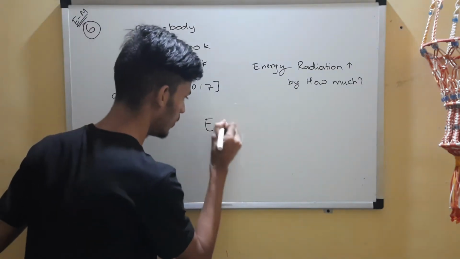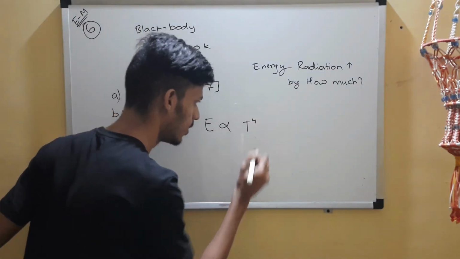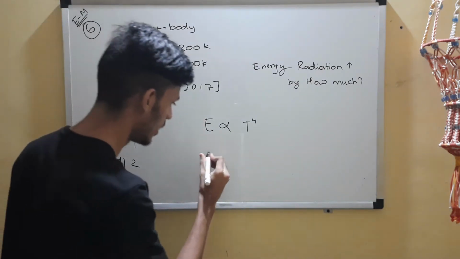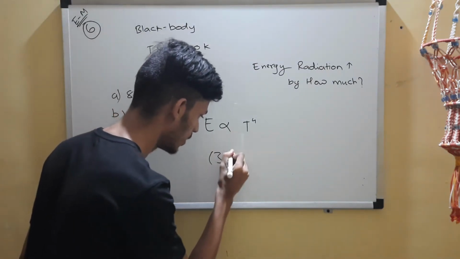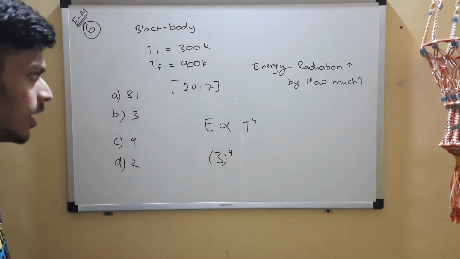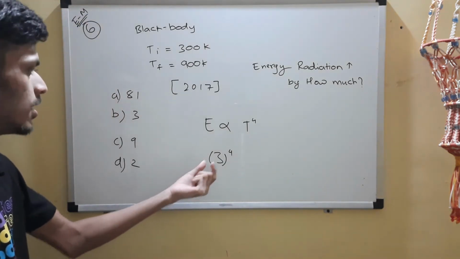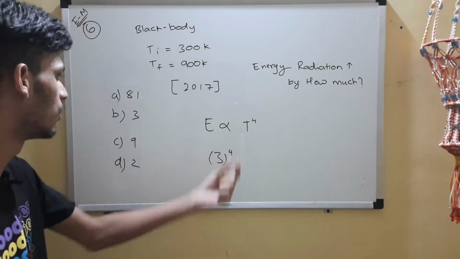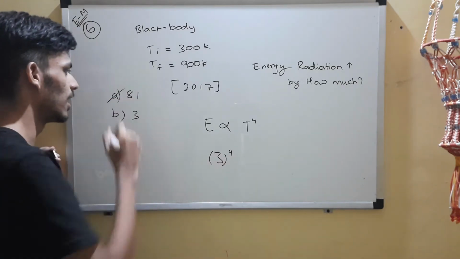So energy will be directly proportional to the 4th power of temperature. You can say that. Since the temperature increased 3 times, the energy will become 3 to the power 4, right? It's directly proportional to the 4th power of temperature. So 3 to the power 4. So the answer should be 81, right?